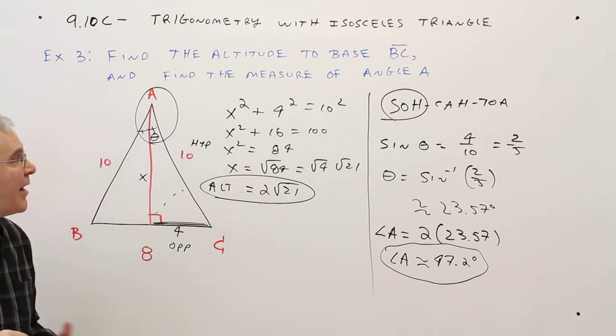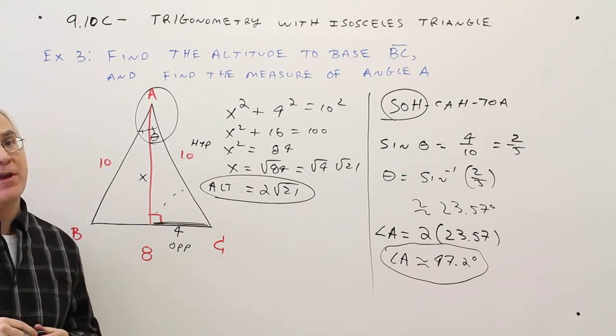So there you have it, how to use trigonometry in conjunction with an isosceles triangle.